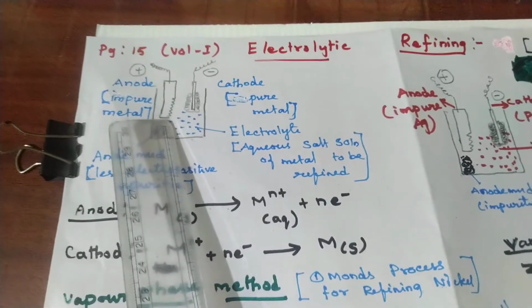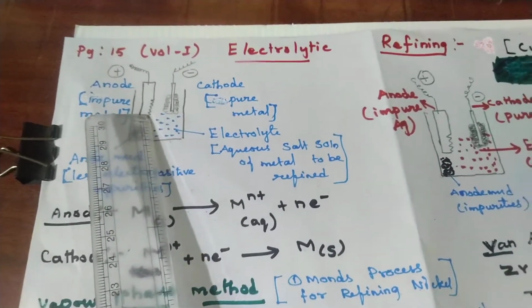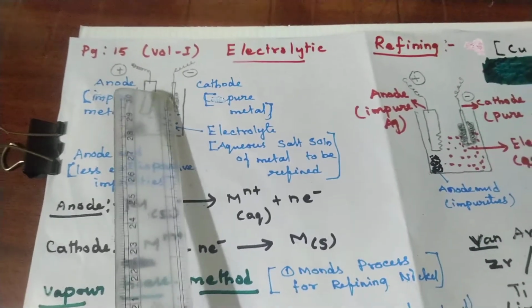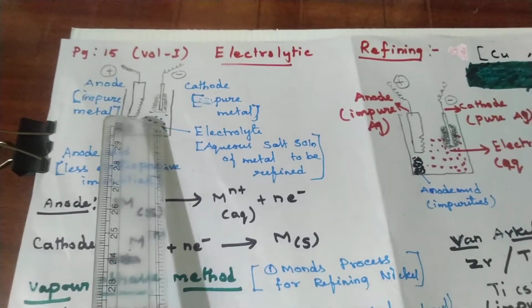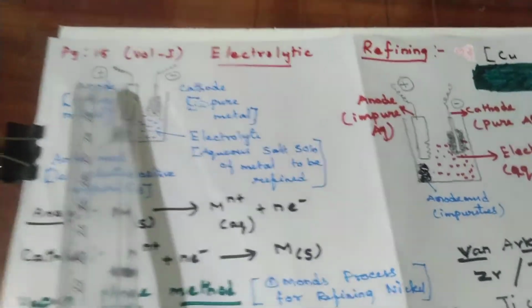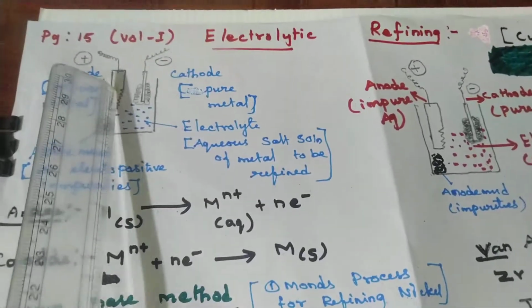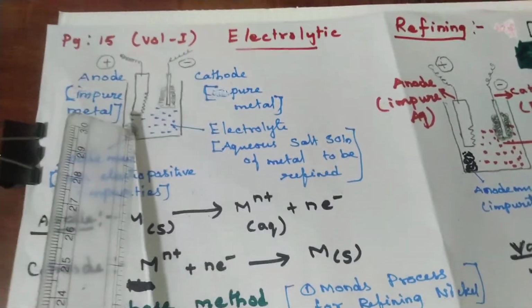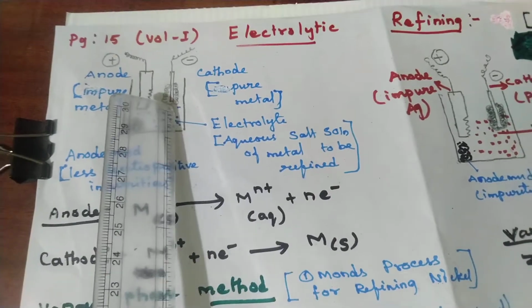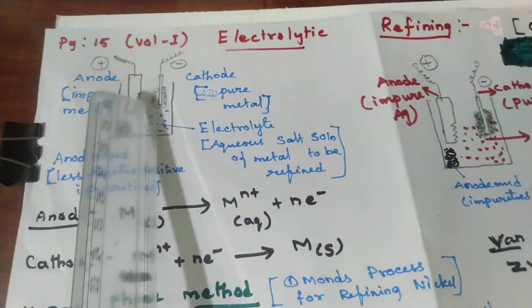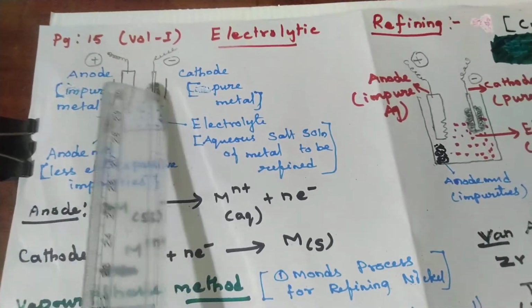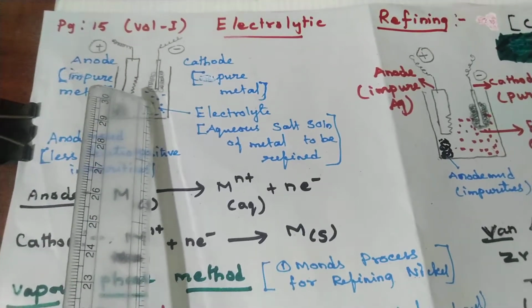So here look at this picture. In this it's very clear. Cathode is a thin sheet of metal, whereas anode is the impure metal. So that is the largest sized one, whereas it goes on decreasing in size. And at the cathode, the metal ions get deposited, that is also clearly given.